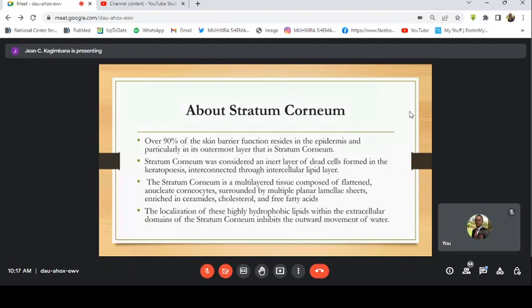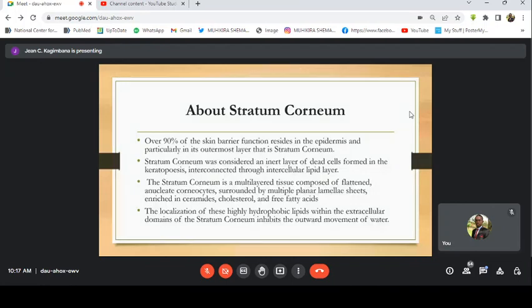Stratum corneum was considered an inert layer because it has no cells or nucleus. They are interconnected through intercellular lipids. That's why when you have normal skin, it's humid, it's oily for some people, but in some conditions, the skin may dry. Then it leads to desquamation.